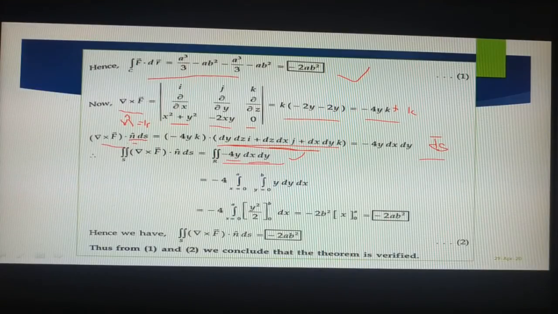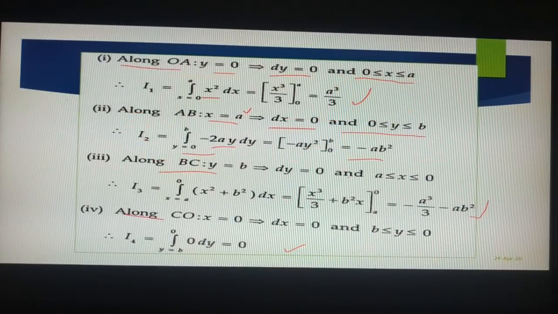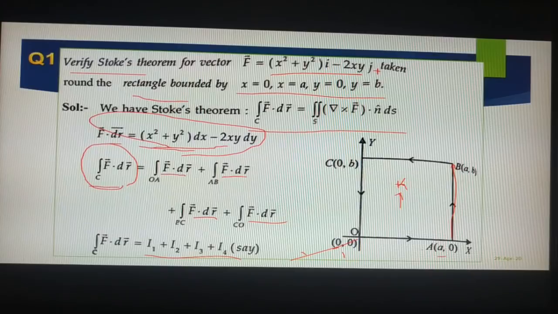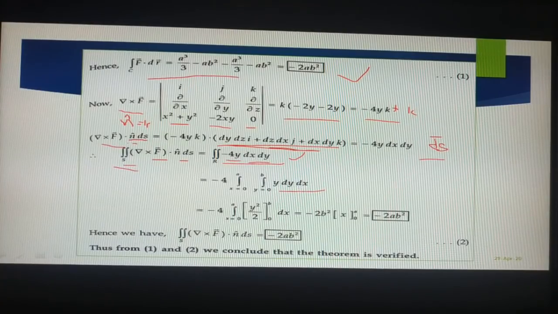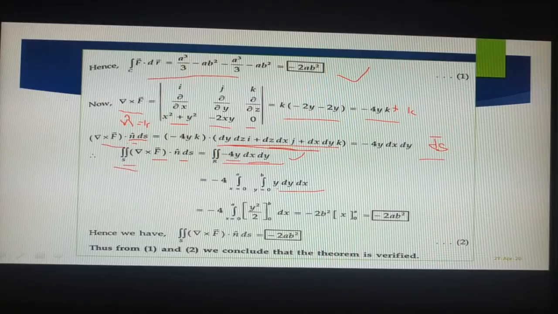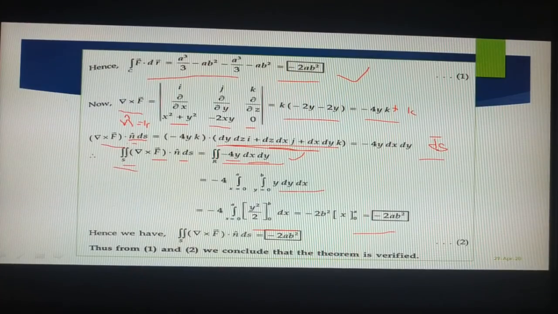Once we have del cross f bar dot n cap, I have to integrate on the surface. To integrate on the surface, I should know the limits, where to where it is changing. If you see here, on our surface x is changing from 0 to a, y is changing from 0 to b. Both are constant limits. The minus 4 is constant outside, so the integral of y dy dx gives minus 2ab square. So both your LHS and RHS are equal. That's why we can say that our theorem is verified.